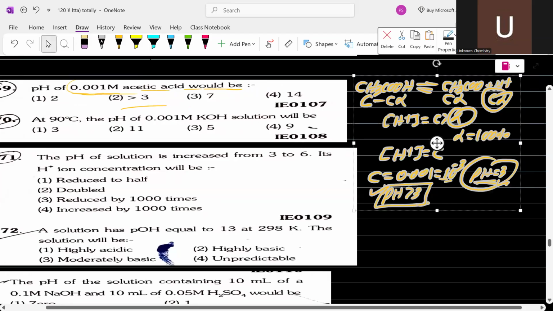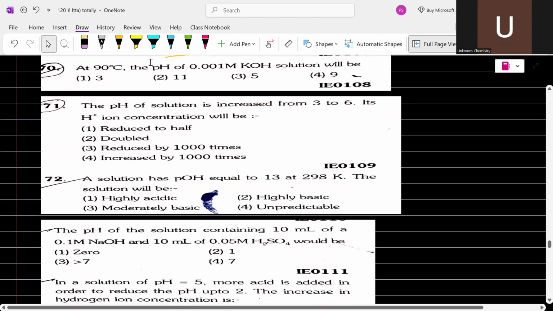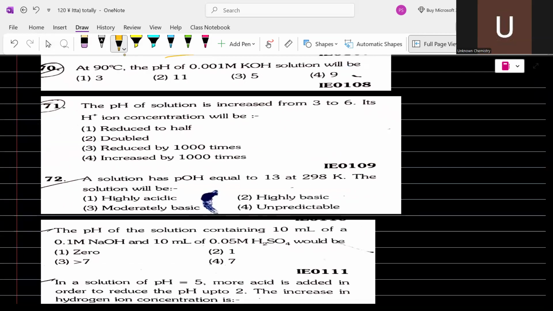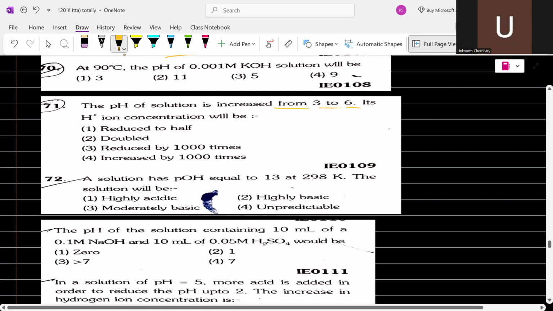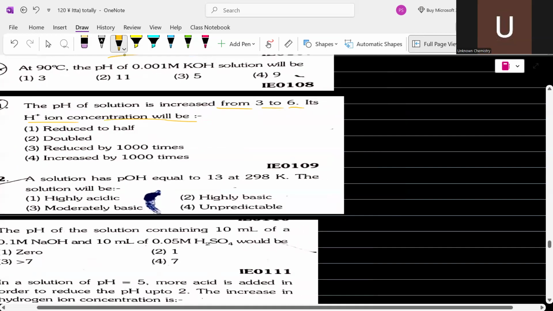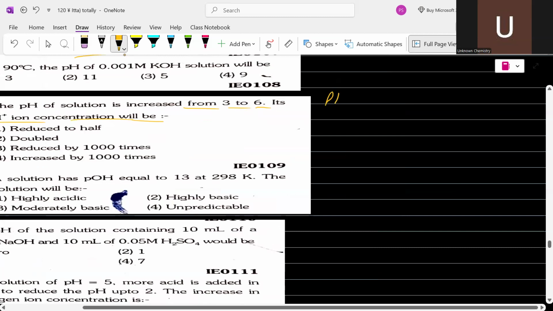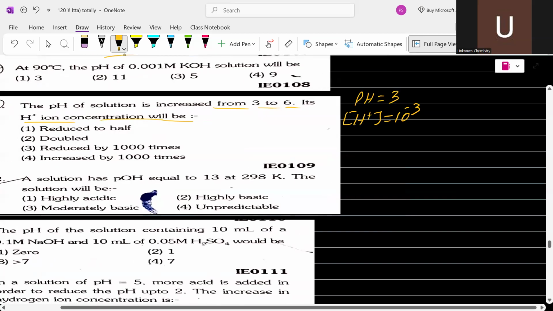Now let's solve the next question. Here it is given that the pH of a solution is increased from 3 to 6. Its H plus concentration will be? So basically, if we have pH 3, the concentration of H plus ion is 10 raised to power minus 3. And if we have pH 6, the concentration of H plus ion is 10 raised to power minus 6. How much increase or decrease is there?